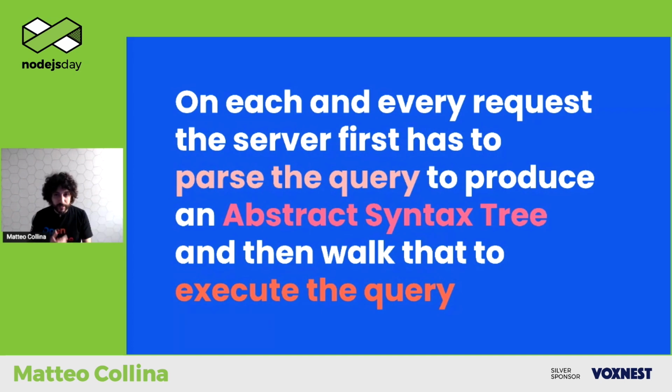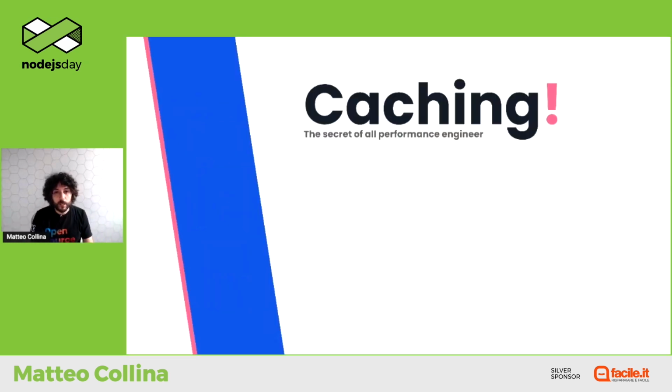So for each request that comes through, the server needs to parse the query, produce an abstract syntax tree, and then work that tree to execute the query. In reality, it works that abstract syntax tree twice. Why twice? First, it validates it against the current schema. So it says, can I execute this? Yes. Okay, fine. And then it processes it again to actually execute the query. The problem is that this is really slow. It takes a lot of time to do that processing.